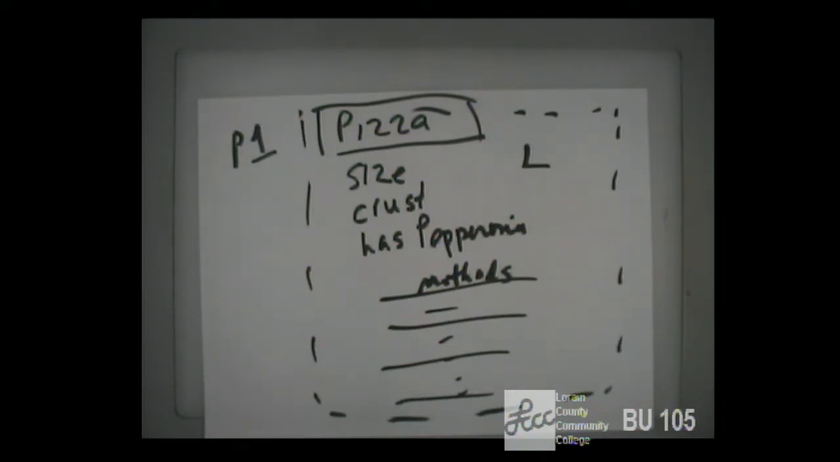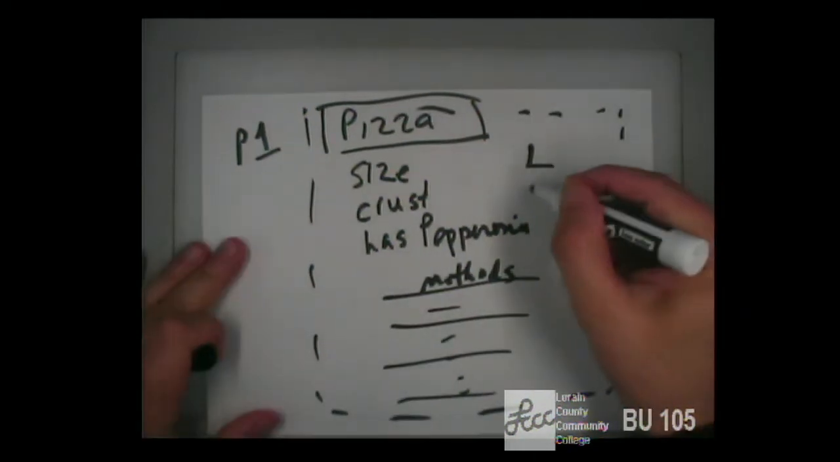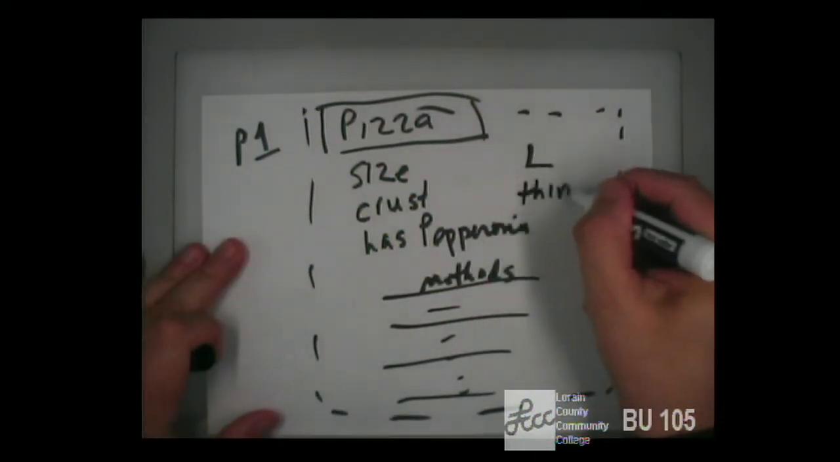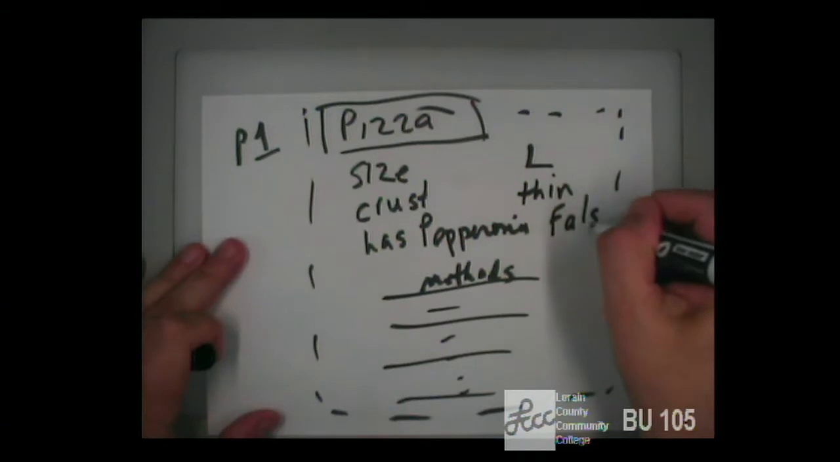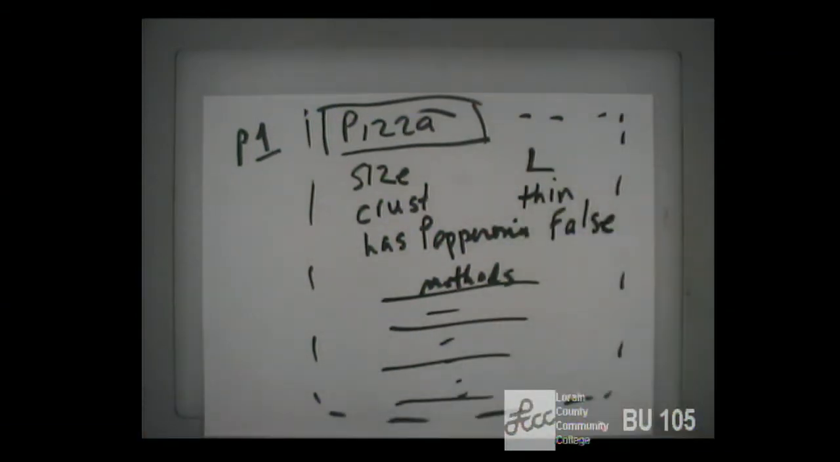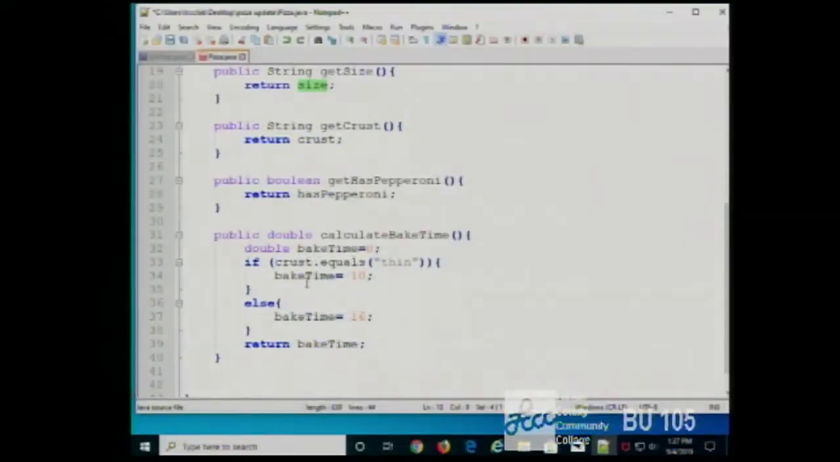Now, we do the same thing for set crust and set pepperoni. We give this a value of thin, we give this a value of false, and we end up setting the crust as being thin and has pepperoni as false. We then call the method P1 calc bake time, and that should return a value of 10 for the bake time, because it's thin, right.